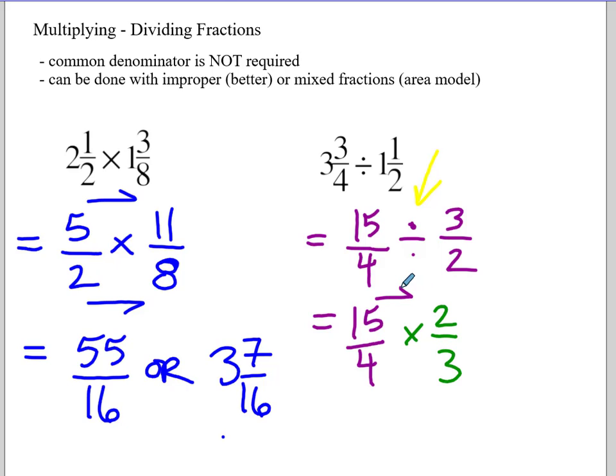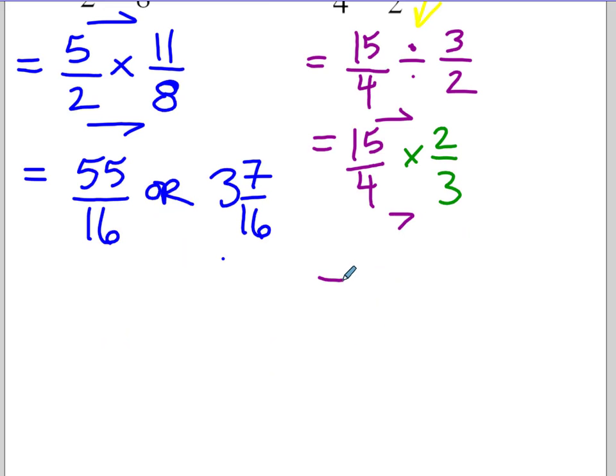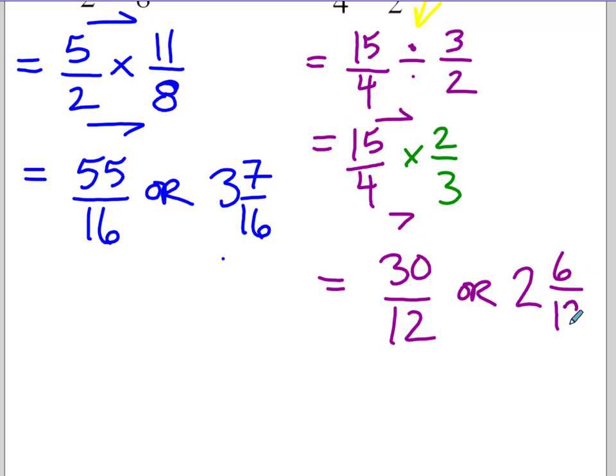Okay, now I can multiply across the top and across the bottom. I'm running out of room, so I better move this down a little bit and give myself a little bit more space. So this will be 30 over 12, and we can reduce that to 2, which would be 24, and 6 twelfths, which would turn into 2 and 1/2.